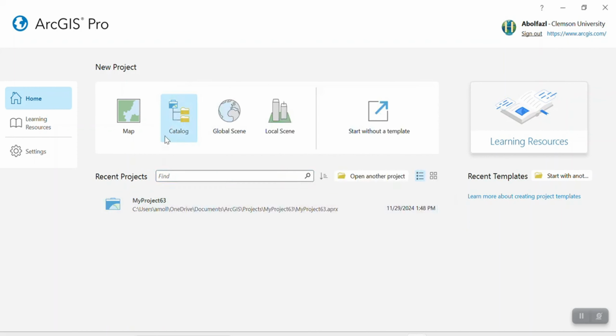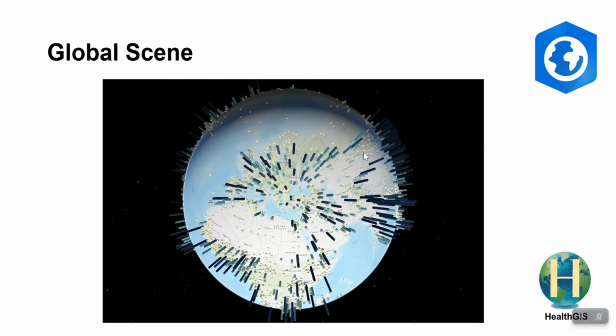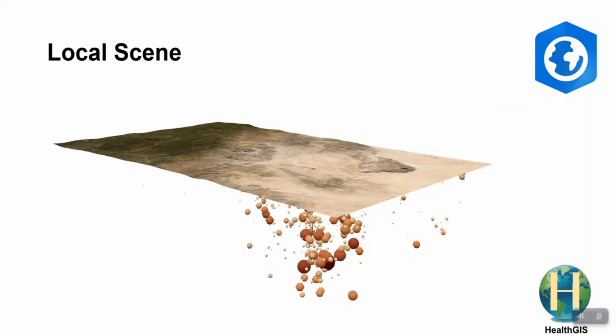The next option is the catalog pane, which we will talk about a lot in the software, but here, without looking at the map, you can manage your data. The next two are global scene and local scene, and these are for 3D representation. Global scene is for 3D representation based on a sphere, and local scene is for 3D representation based on a planar surface. Here, for example, the global scene represents the population of cities across the world, and the local scene shows the intensity of an earthquake.